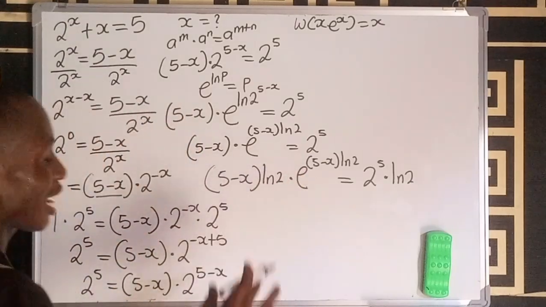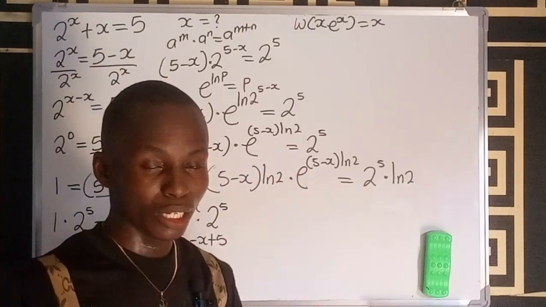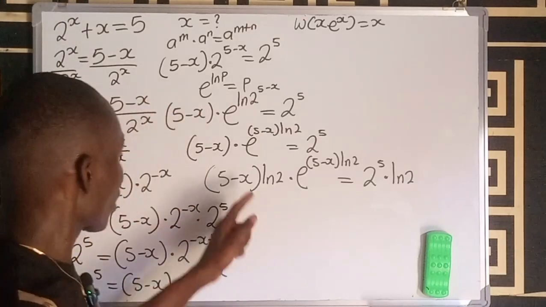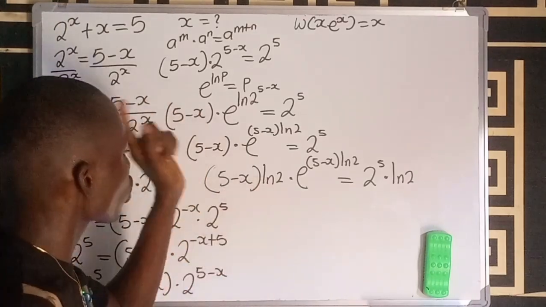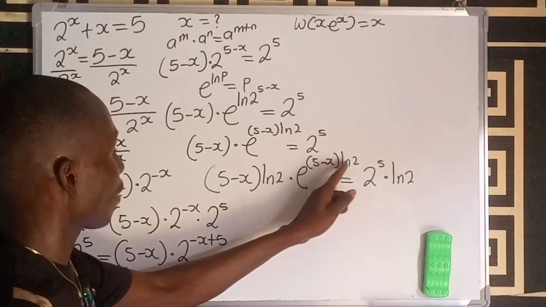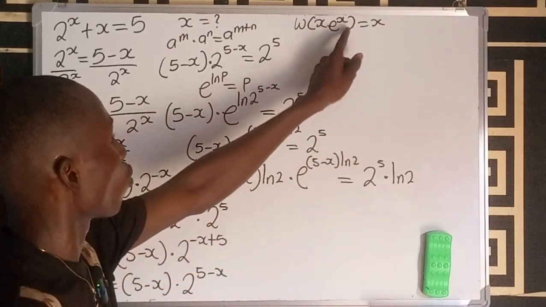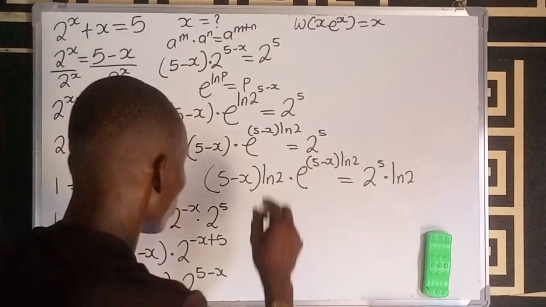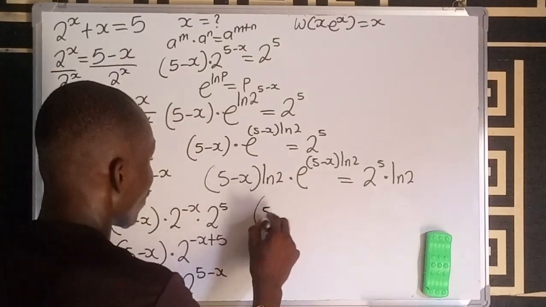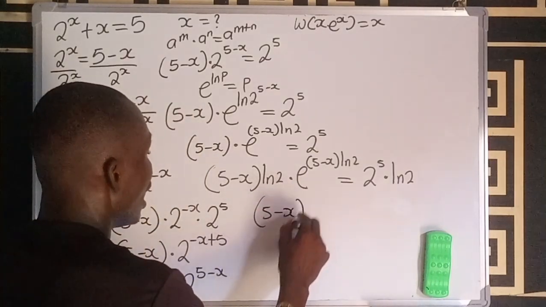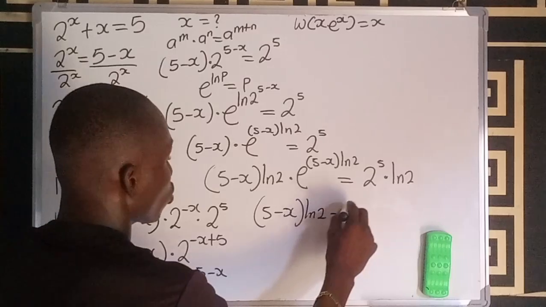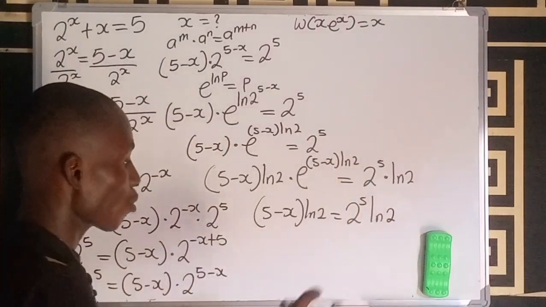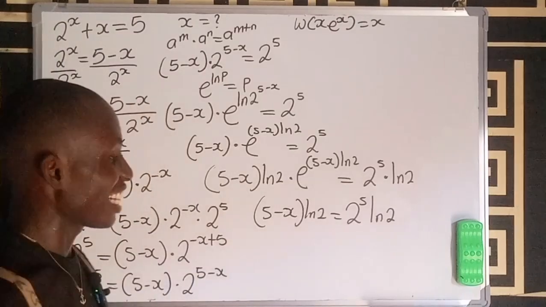Alright, at this point, we are okay. We are free to take the Lambda W function of both sides. Why? Because 5 minus x ln 2 is equal to the power here, which is 5 minus x ln 2. So if they are equal, all this will just give us the outcome of 5 minus x ln 2. So the outcome here is just 5 minus x ln 2 equals 2 to the power of 5 ln 2. Alright, that's amazing.